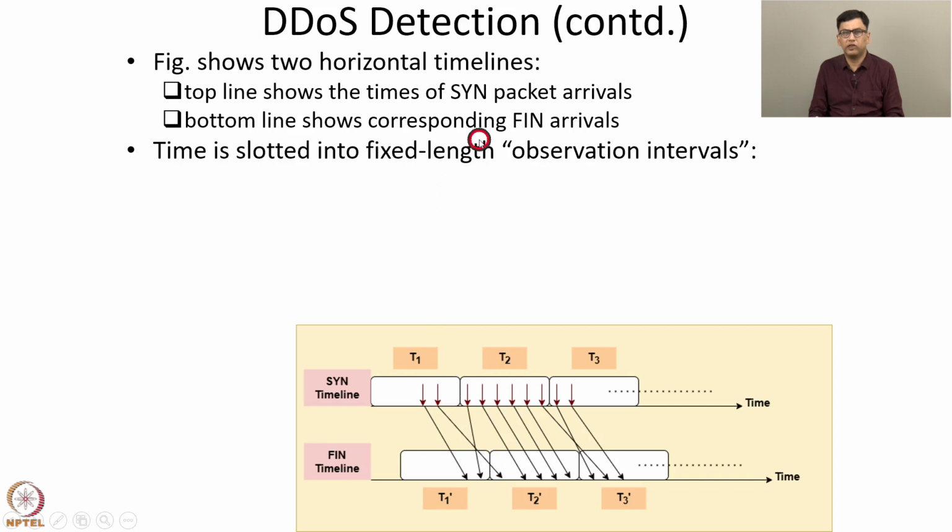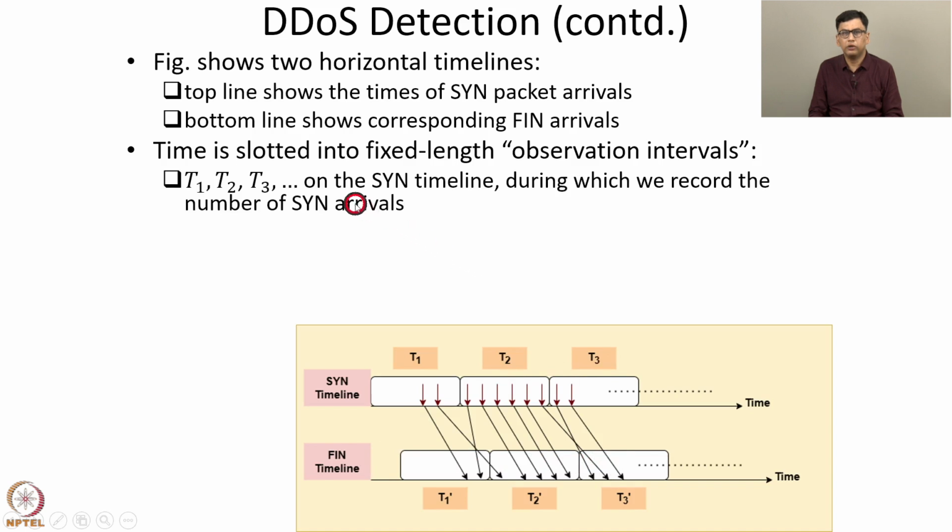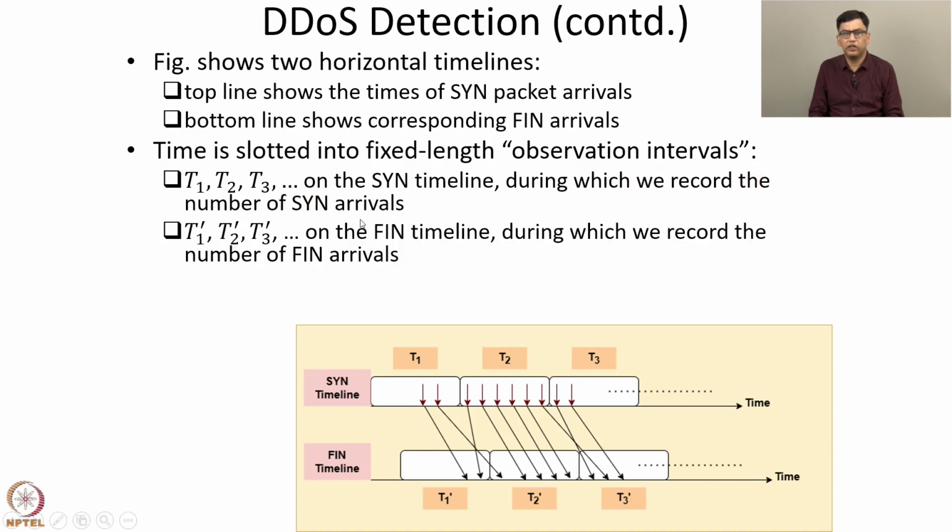Time is slotted into fixed length observation intervals. On the SYN timeline, these intervals are T1, T2, T3 and so on. And on the FIN timeline, there are corresponding observation intervals T1 prime, T2 prime, T3 prime and so forth. The observation intervals T1, T2, T3 on the SYN timeline are those during which we record the number of SYN arrivals. And the observation intervals on the FIN timeline, T1 prime, T2 prime, T3 prime and so on, are those during which we record the number of FIN arrivals.